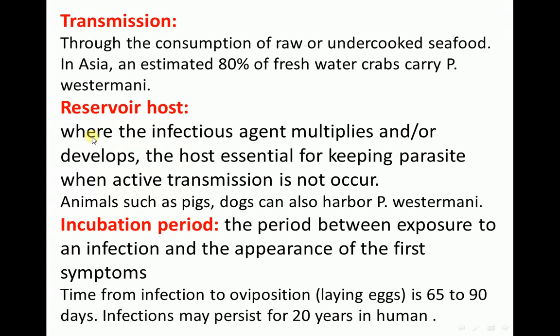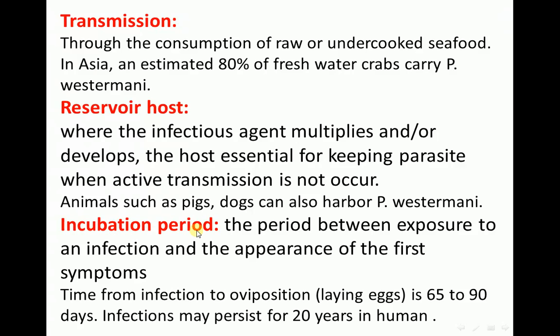Reservoir host, which is the host that may contain the infectious agent. This infectious agent could multiply and develop, or just multiplication occurs, or just development occurs to this infectious agent in the reservoir host. This host is essential for keeping the parasite when active transmission is not occurring. Animals such as pigs and dogs can also harbor this parasite.